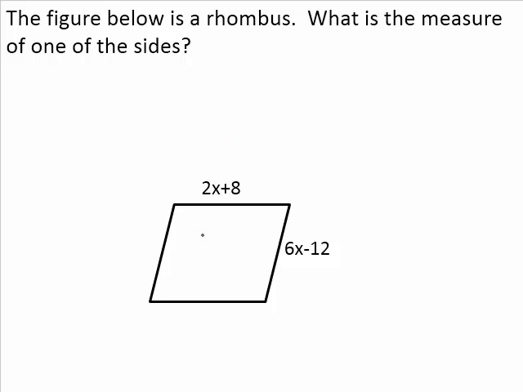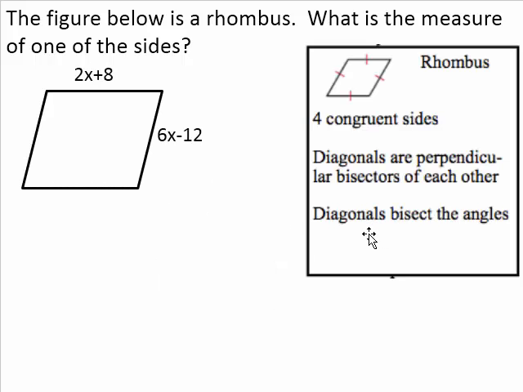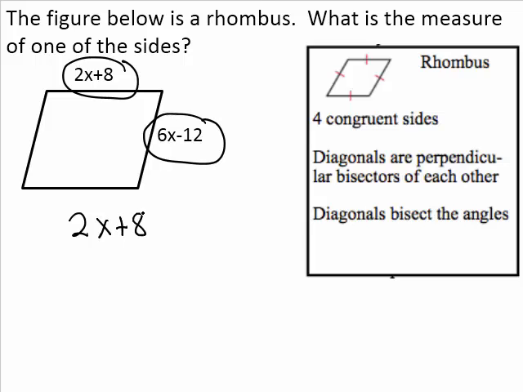For this one, the figure below is a rhombus. What is the measure of one of the sides? So we look up the properties of rhombuses. We notice that rhombuses have 4 congruent sides. That means 2x plus 8 must be equal to 6x minus 12. So we set up an equation: 2x plus 8 is equal to 6x minus 12. And we can use this equation to solve for the value of x. Let's go ahead and do that.